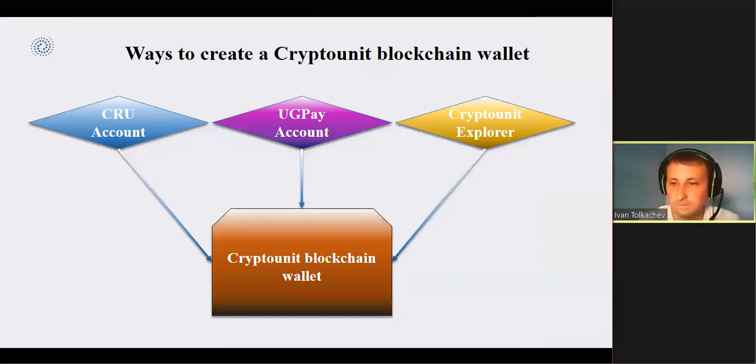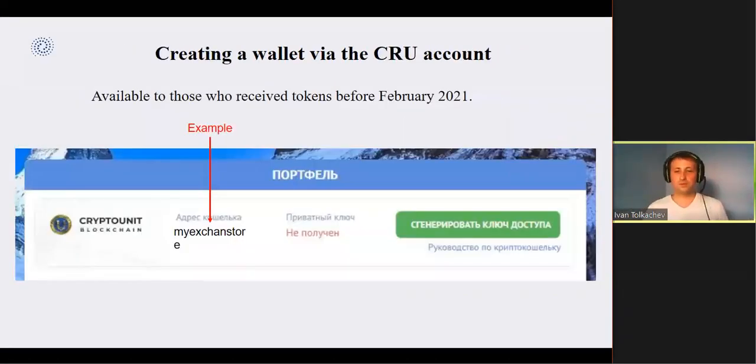Well, and those who are the holders of these tokens, what are the ways to create a Cryptounit blockchain wallet? There are 3 ways to do it. Look, and each of them has its own purpose or use. Next slide, please. The first one is to create a wallet via the CRU account, CRU back office.